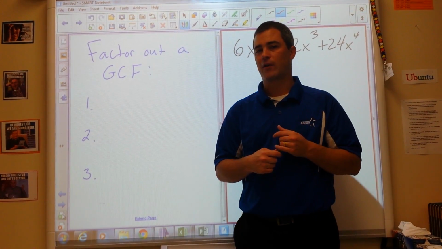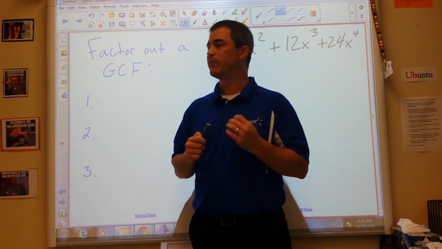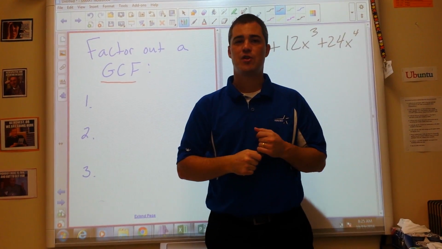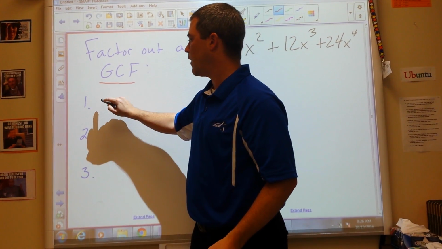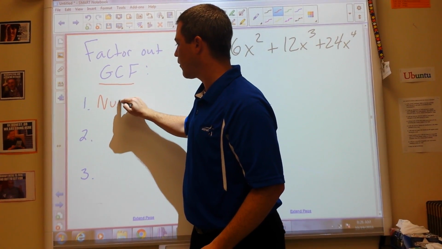So whenever we come to factoring a polynomial, the first step is always to look and see, do we have a GCF to factor out? So the first step to factoring is looking at my numerical GCF.